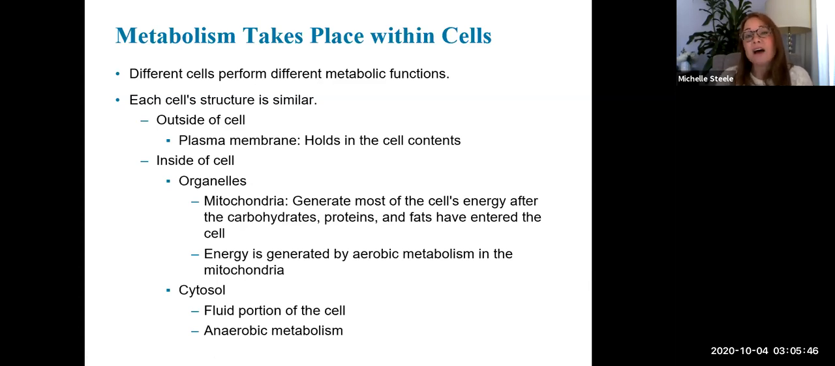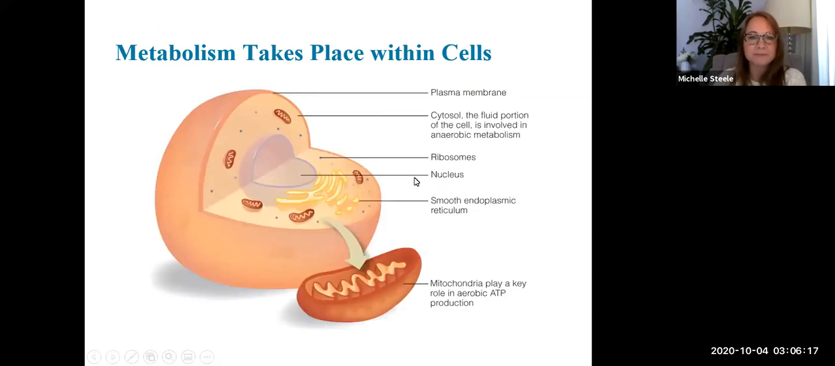Now, I talked about how every cell has these structures, and there's only one exception in the human body that does not have the same physiological cellular structure, and that is our red blood cells. The red blood cells are producing energy anaerobically in the cytoplasm. You can think of the majority of our cells as generating that energy in the mitochondria. So, metabolism taking place within the cells.